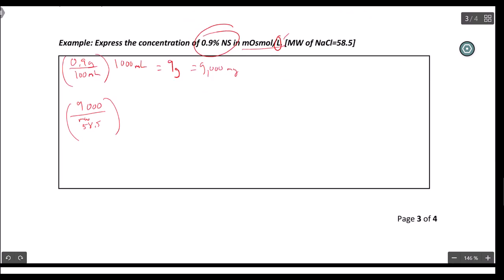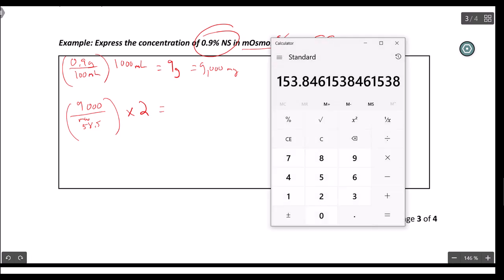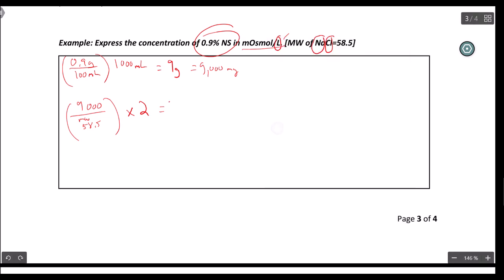The number of species in solution for sodium chloride is 2, because sodium chloride will dissociate into sodium and chloride. So if I take the number I just got and multiply that by 2, I get 307.69, or approximately 308 milliosmoles per what? Per liter of solution.